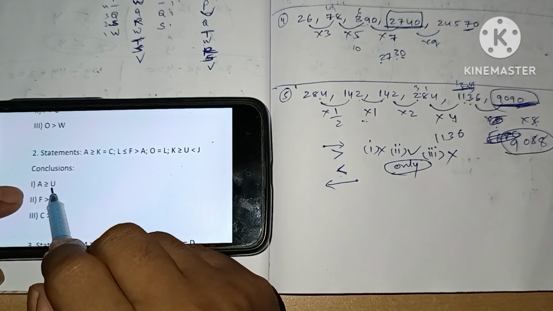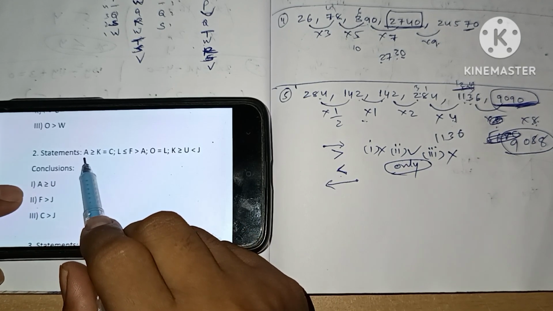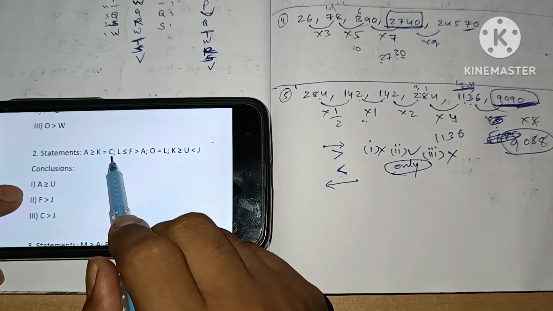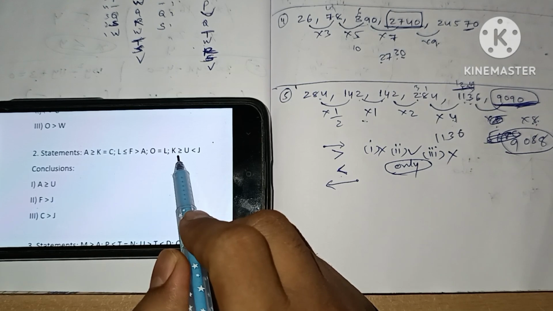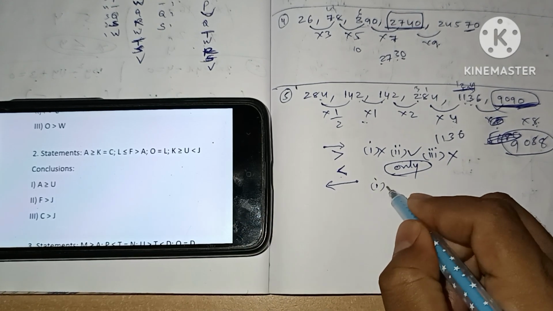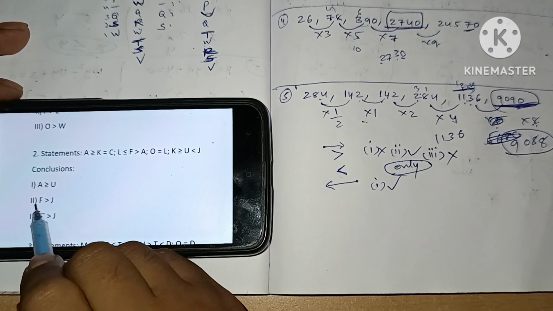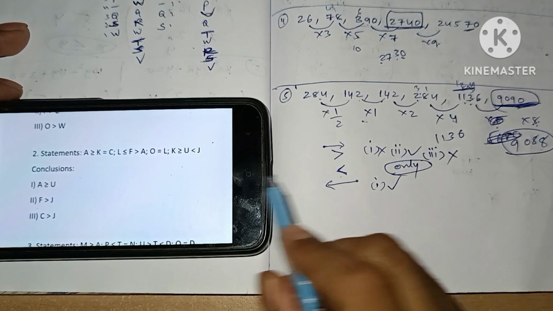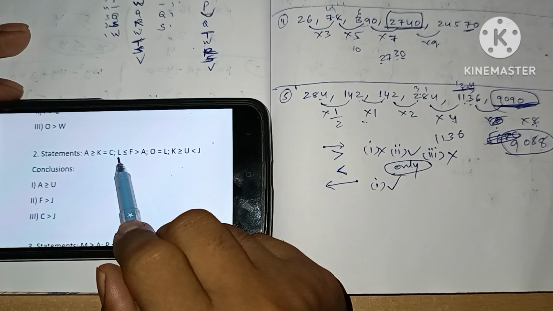Next, second question. The flow from A to U with everywhere equal to also. From A we can reach to K, and from K we can reach to U. Here is equal to and here is also equal to. So first conclusion will be true. Next, second conclusion. The flow from F to J. From F we can reach to L.